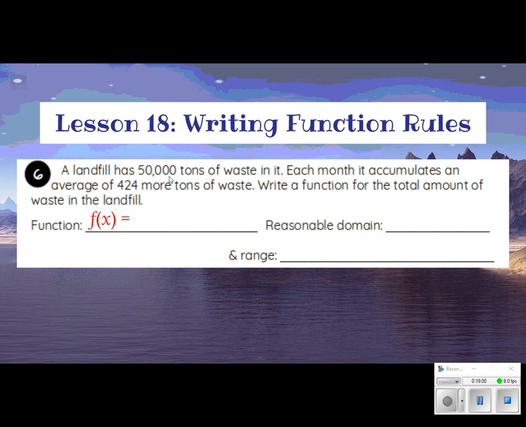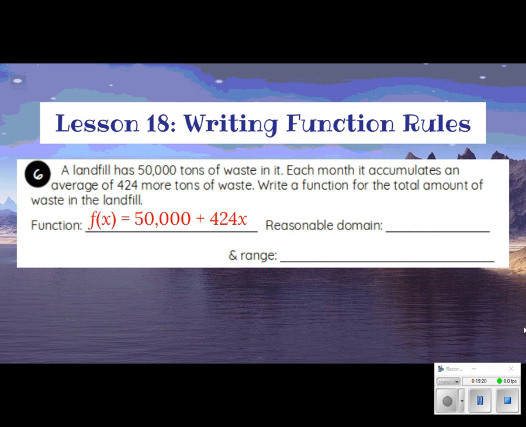So however many months we have, we're going to multiply that by the 424 and then add it to our 50,000. So this is the way that I wrote my equation, my function rule, f of x equals 50,000 plus 424x. If you write 424x plus 50,000, you are also correct.